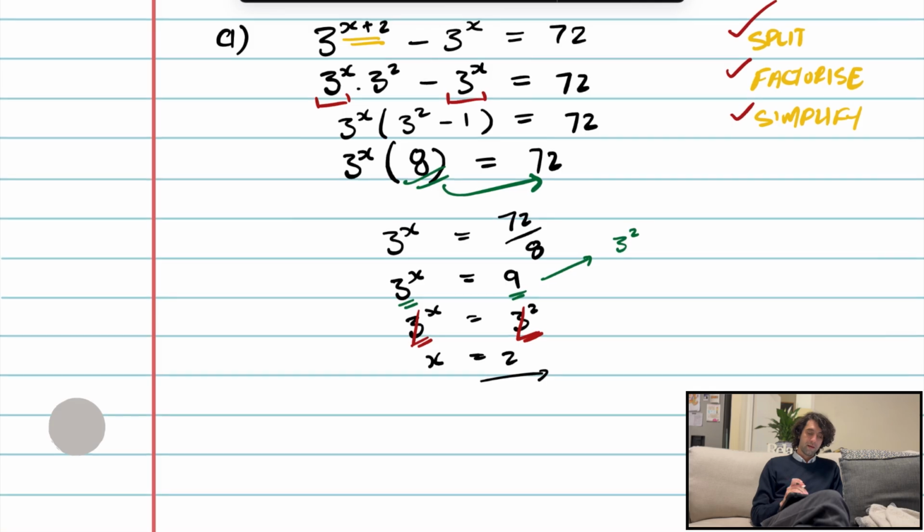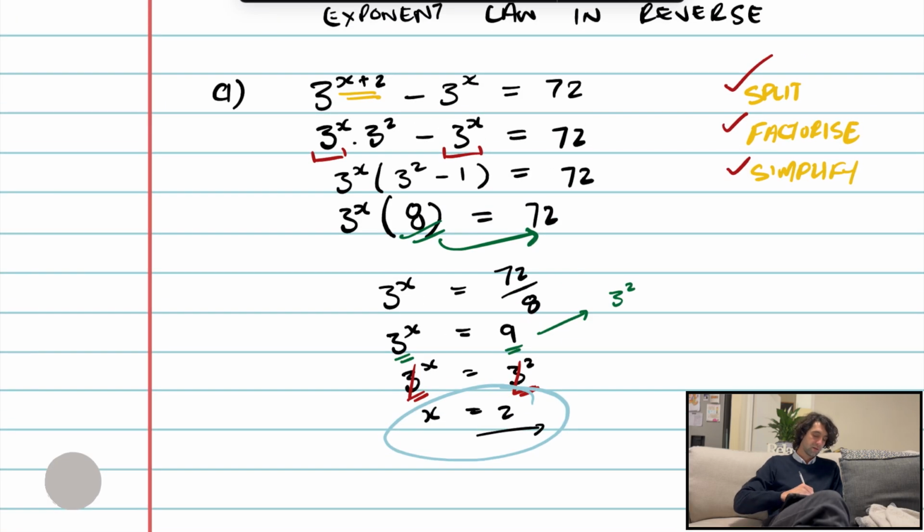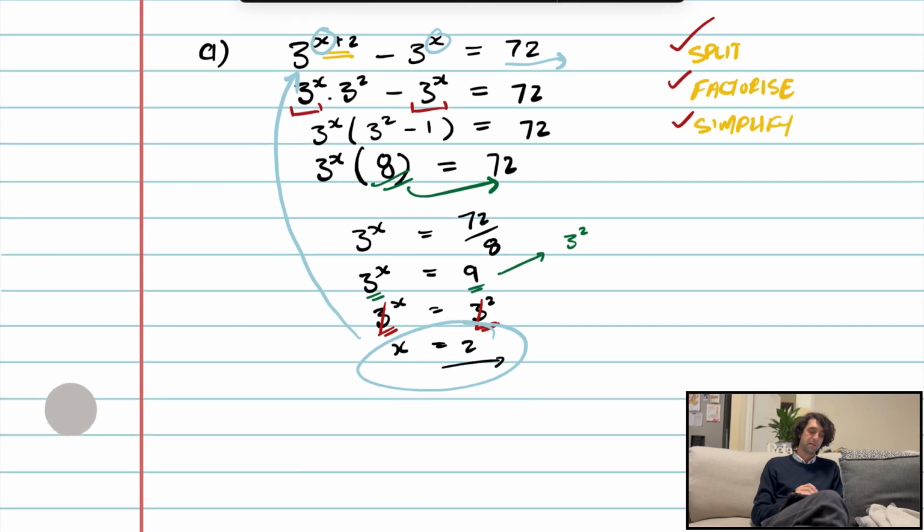Remember here that you can check your answer. You can take this x equals 2 and plug it into your 3 to the power of x plus 2. So you're going to replace this x with a 2, replace this x with a 2, and your answer, if you type it in your calculator, should come out to be 72. That is how you check that you are correct.